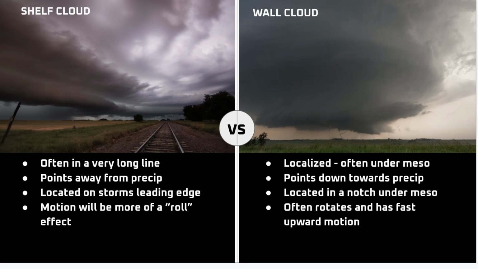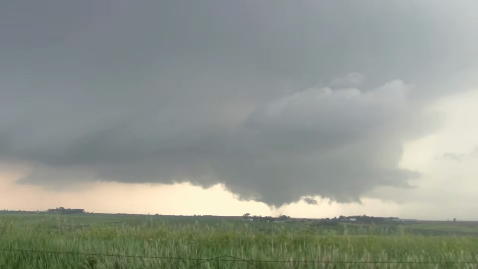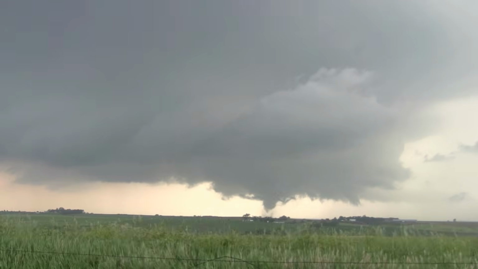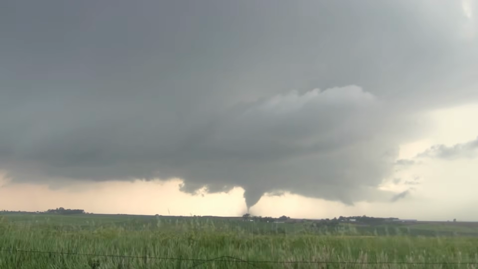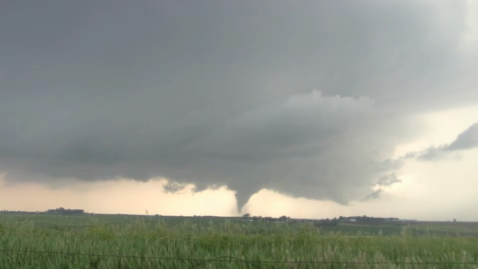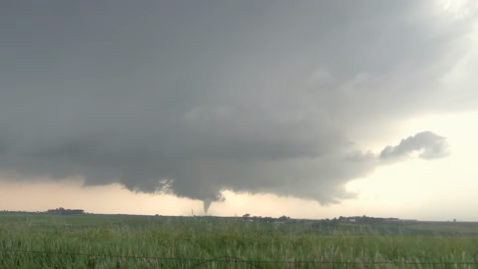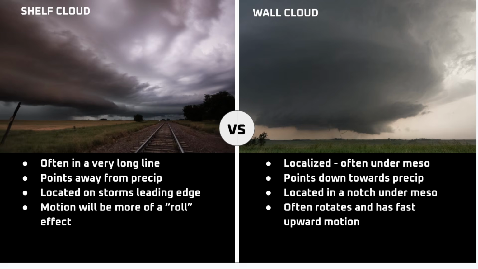They'll also be moving up. So they'll have fast upward motions. So even though the wall cloud's pointing down towards the precipitation, you'll see this rising motion that rises up into the updraft like that. Sometimes you'll see clouds kind of come out of nowhere and rise very rapidly. That's how you determine the difference motion-wise.